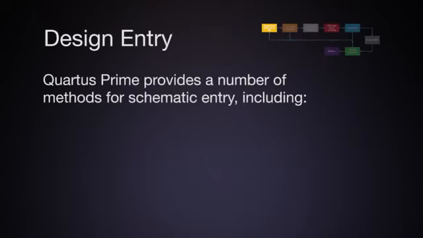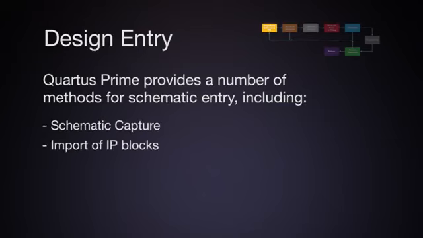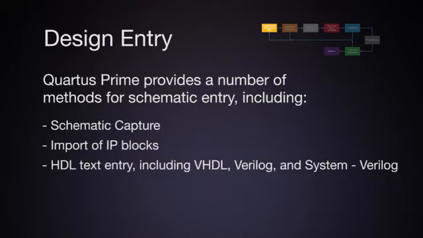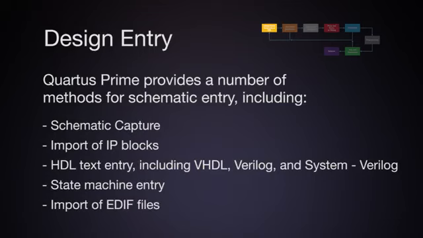There are lots of ways to create an FPGA design to describe the logic that it implements. Quartus Prime provides a number of methods for design entry, including schematic capture, import of IP blocks, HDL text entry, including VHDL, Verilog, and SystemVerilog, state machine entry, and import of EDIF files. We will show you that you can use multiple methods of defining the design in the same project and that these methods can be mixed and matched.